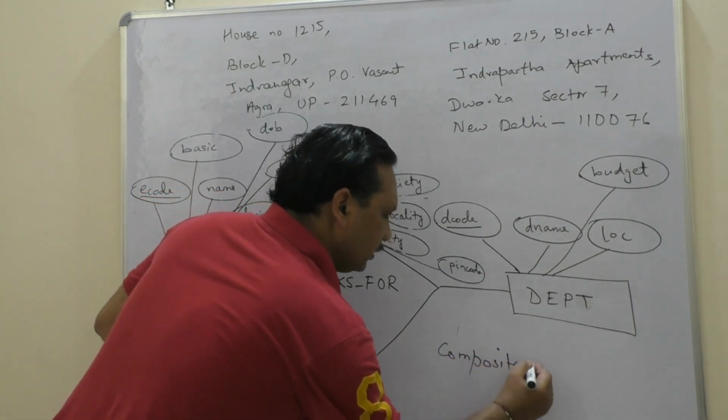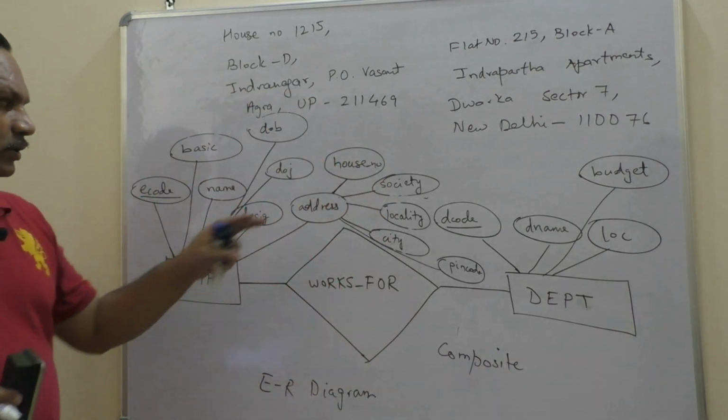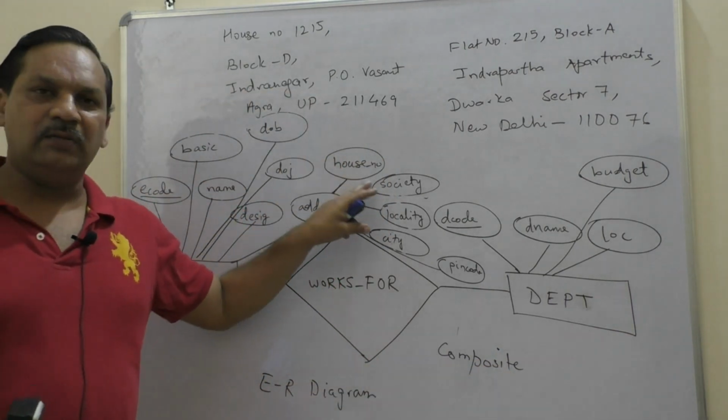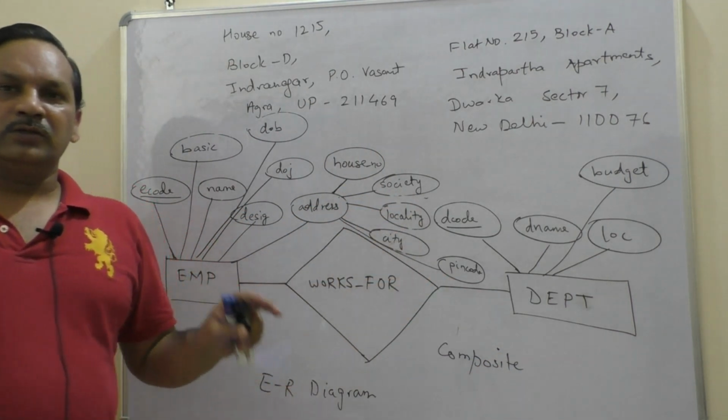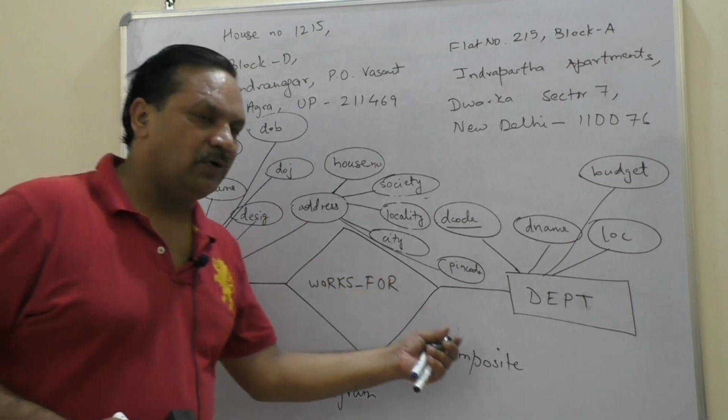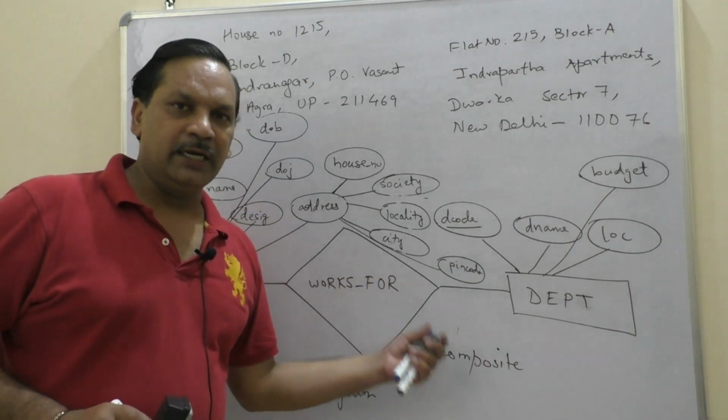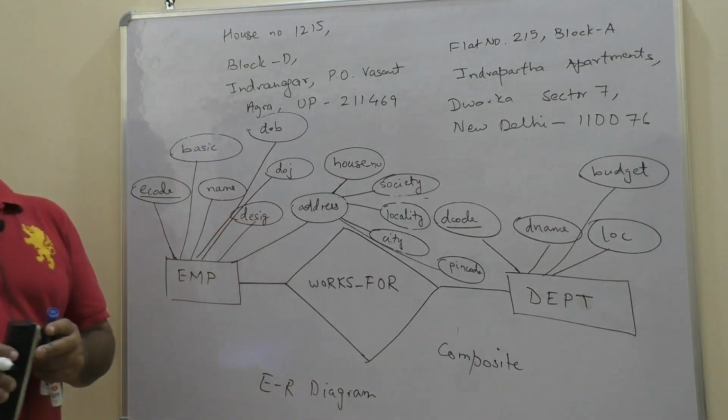So if an attribute is further divided into sub attributes, so address consists of what? House number or the flat number, the society name, the locality, the city, and the pin code. So this is called as what? A composite type of attribute. Are you getting it? So I got many different types of attributes.